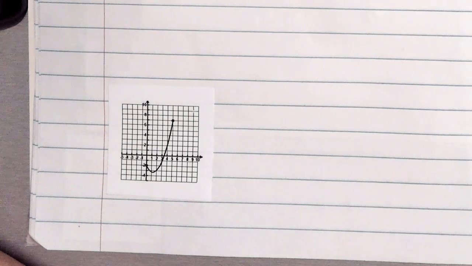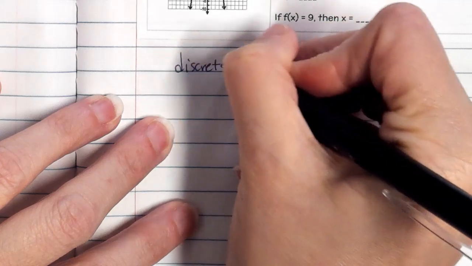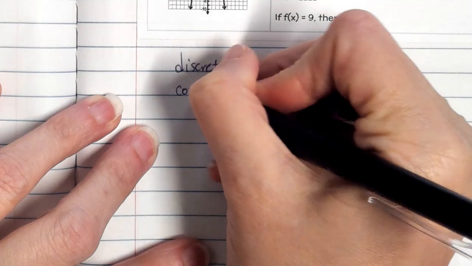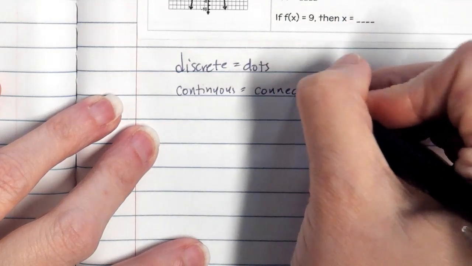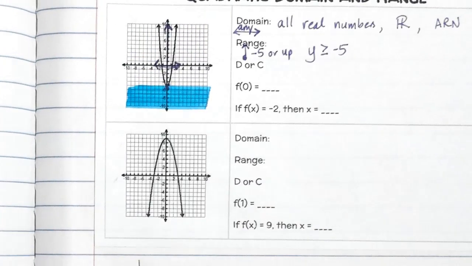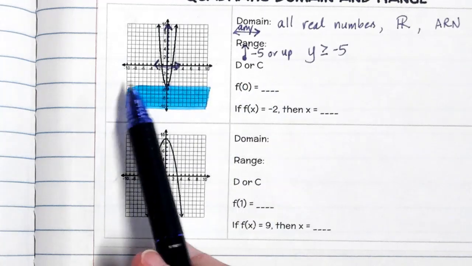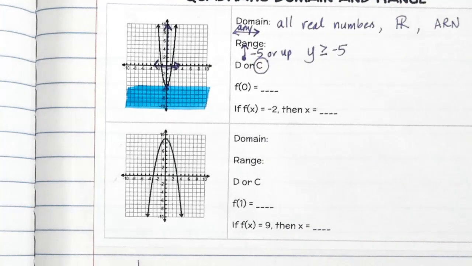Continuous means connected. Okay, so let's jot that down over here. Okay, discrete is dots. Okay, continuous is connected. Now, knowing that, let's look up here. Is this disconnected or connected? Is it dots or connected? This graph here. Well, it's connected, so that means it's continuous.